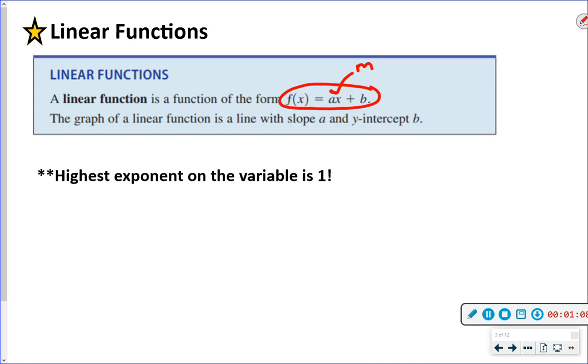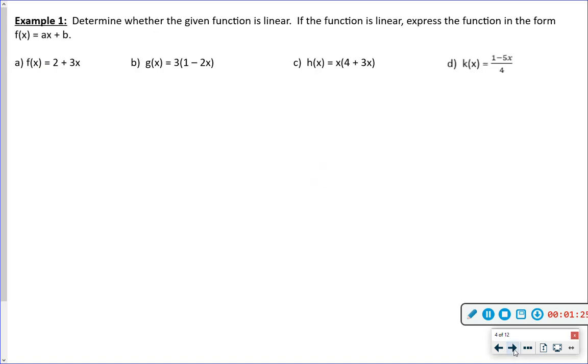And again, to be a line, the other key thing about our functions is that the highest exponent on the variable is a 1. Because if you go to a 2, now you're a parabola, a quadratic. 3, the cubic, 4, quartic, and so on. So we are just looking at linear lines today. We know all sorts of good stuff about lines.